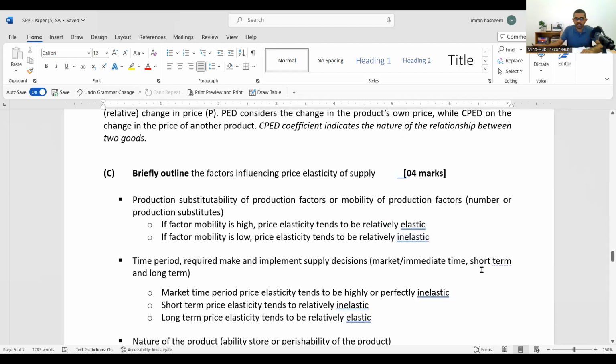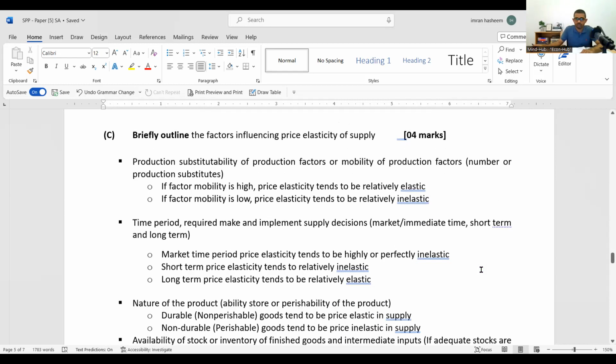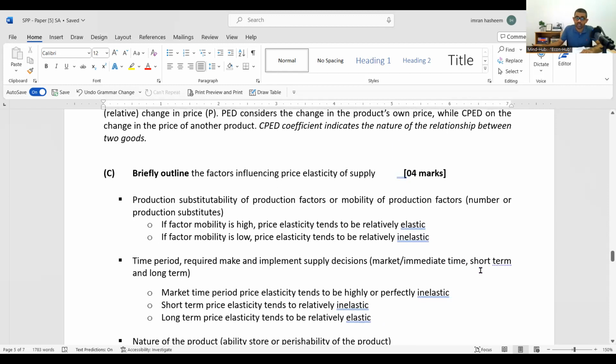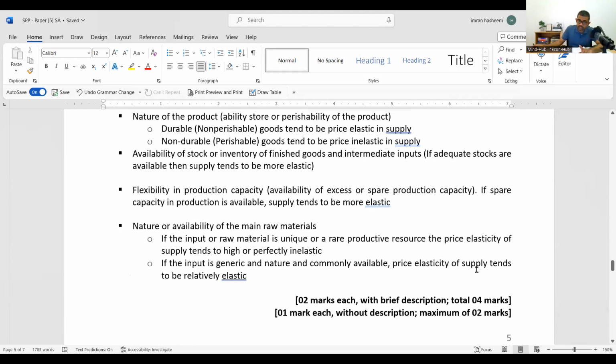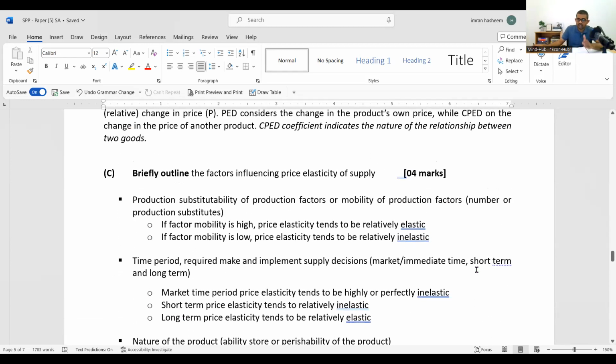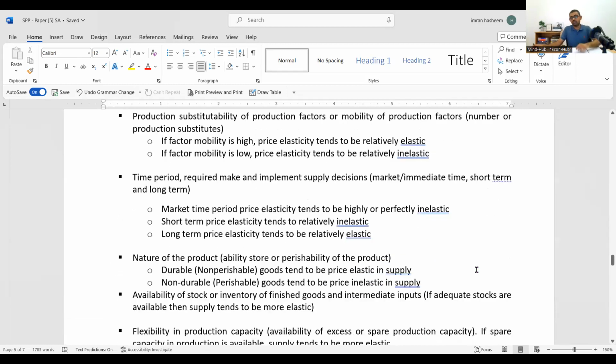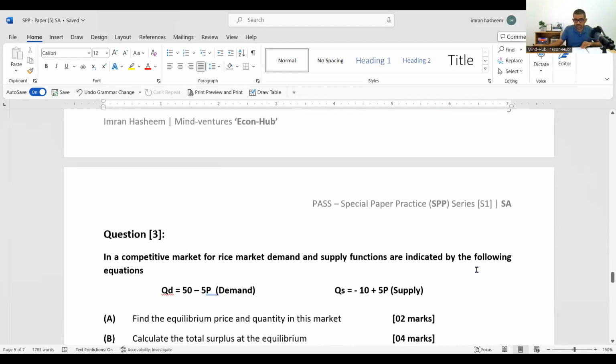Briefly outline the factors influencing price elasticity. I have said outline price elasticity of supply, outline. So if you have just stated the point, out of the 4 marks you get a maximum of 2 marks. If you have explained, actually it's outlining, say when it becomes elastic and when it becomes inelastic, as you can see in the answer, then you get 4 marks.